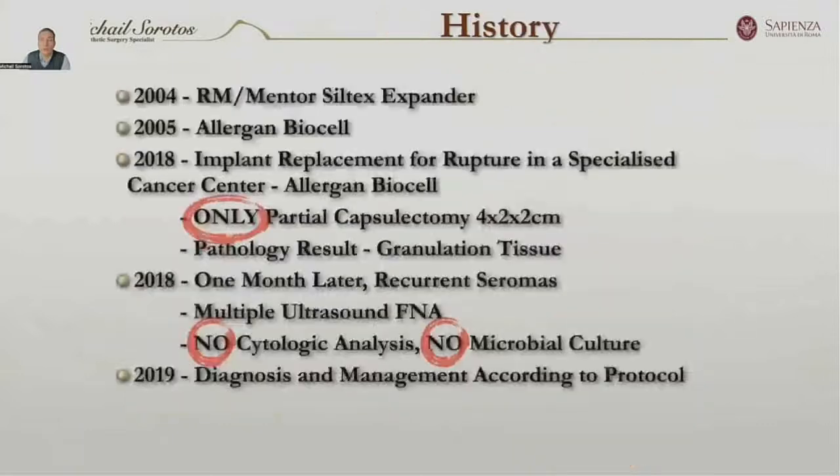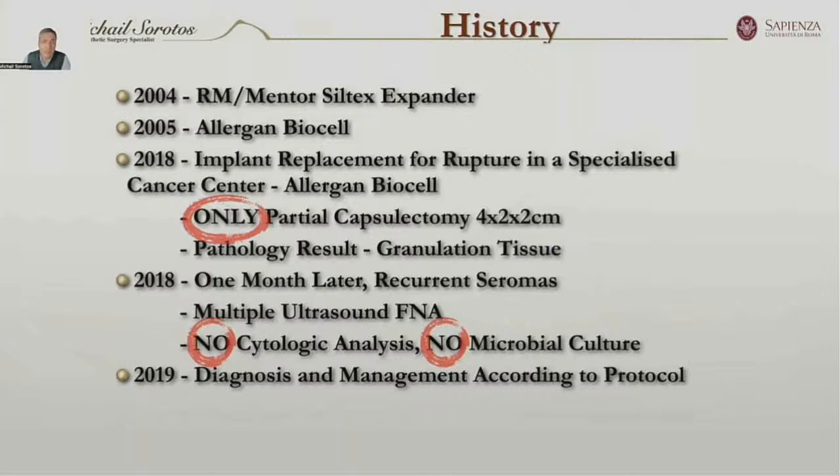This is not all about this case. Let's go back and look at the history of this patient. In 2004, she had a Mentor Siltex expander that was later switched to an Allergan BioCell implant in 2005. In 2008, she had implant replacement for rupture in a very specialized cancer center, not a BIA-ALCL specialized cancer center, but a cancer center.